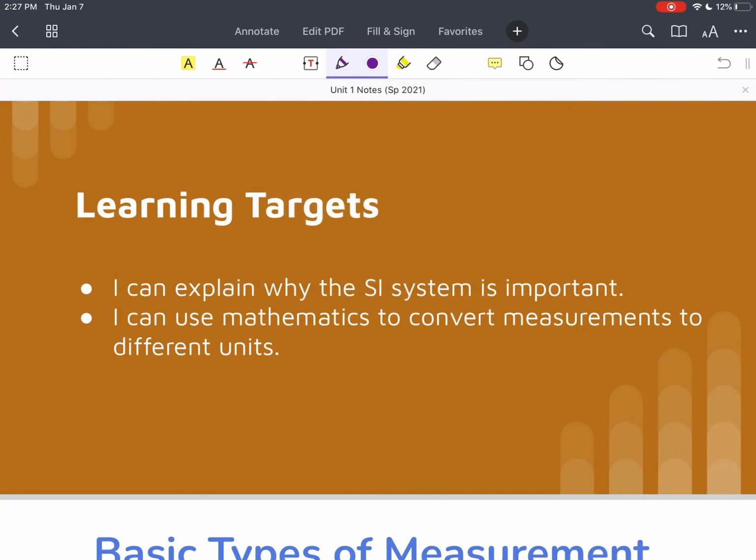So this unit, we are going to also be talking about measurements and why it is important to understand what measurements we're using. We're going to talk about the SI system and explain why it's important. And we're also going to be converting measurements into different units.